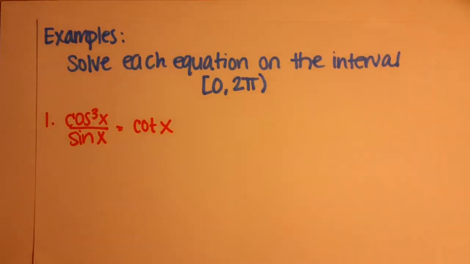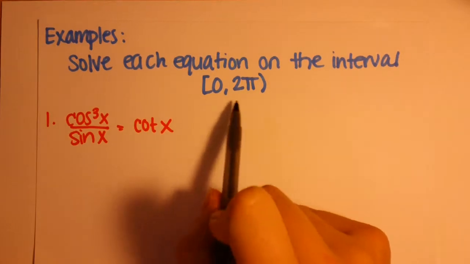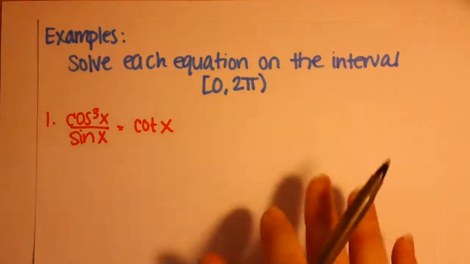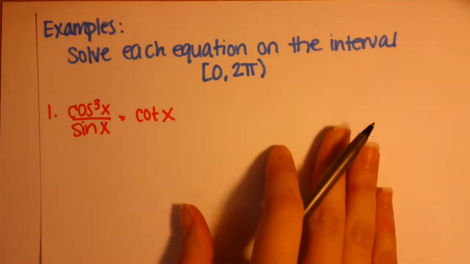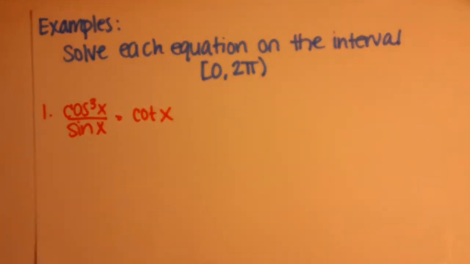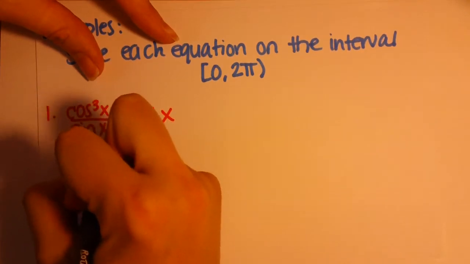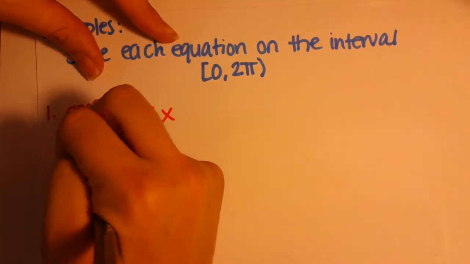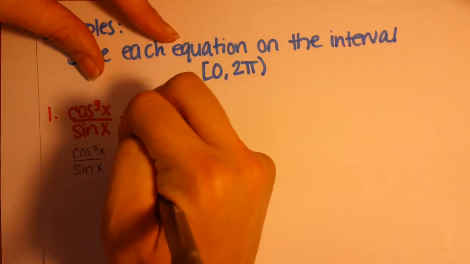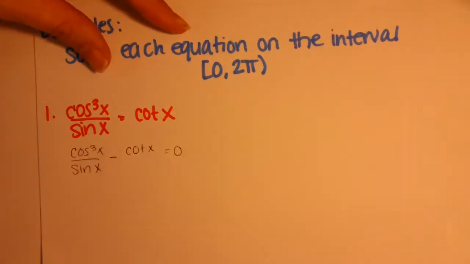Our first example is to solve this equation on the interval of 0 to 2 pi. 0 is included, 2 pi is not included. So we have cosine cubed x over sine x equals cotangent x. So I can move my cotangent x to the other side. So I have cosine cubed x all over sine x minus cotangent of x equals 0.